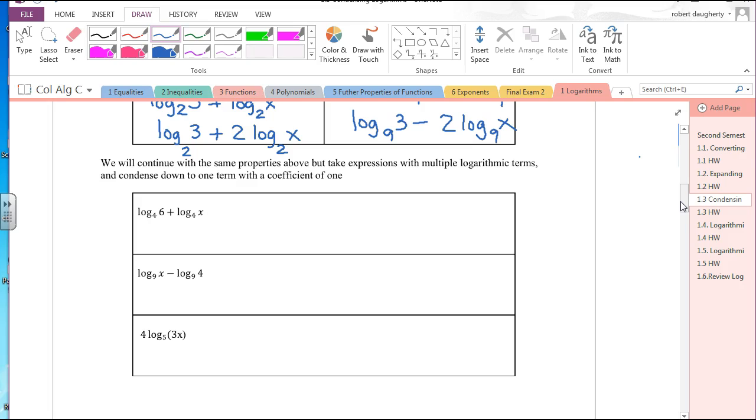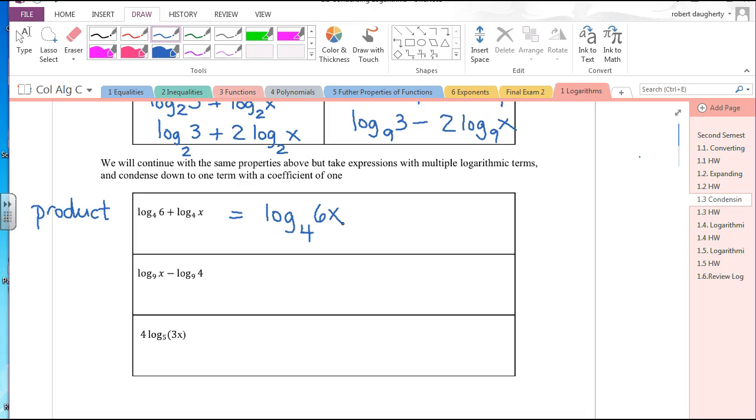How do you think these could be combined into the log of one expression? Which rule? The product rule. So if I use the product rule, this is going to be equal to the log base 4 of 6x. That's all it is, just going backwards. Yesterday's homework would have been: this is the problem, this is the answer. Today's homework: this is the problem, this is the answer. All we're doing is going backwards.